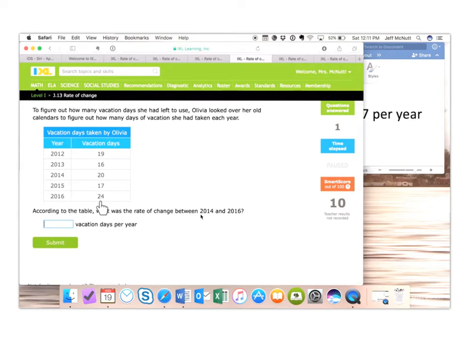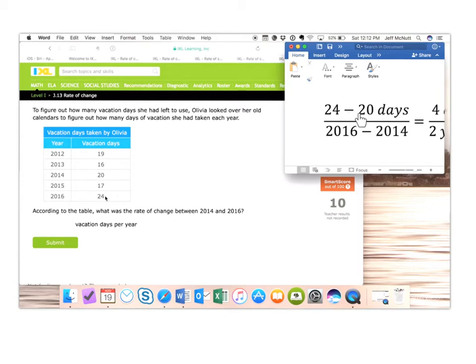And again, we're going to use the same thing. We're going to do the subtraction. We're going to take the 2016 number and subtract the 2014 number. So 24 minus 20, and then in the denominator, 2016 minus 2014. I mean, that's easy. You can do that in your head. That's 2 years, but we're still going to write it in our fraction. Okay, so here it is, 24 minus 20 days, and 2016 minus 2014. Then we can simplify.